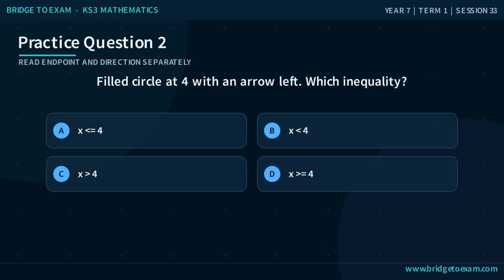Practice question 2. A graph has a filled circle at 4 and an arrow left. Option A is x less than or equal to 4. Option B is x less than 4. Option C is x greater than 4. Option D is x greater than or equal to 4. Pause, read the filled boundary and the leftward direction separately.